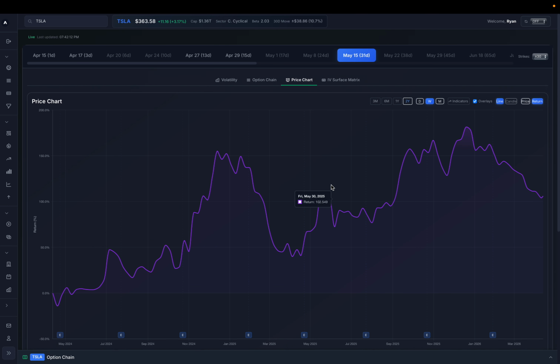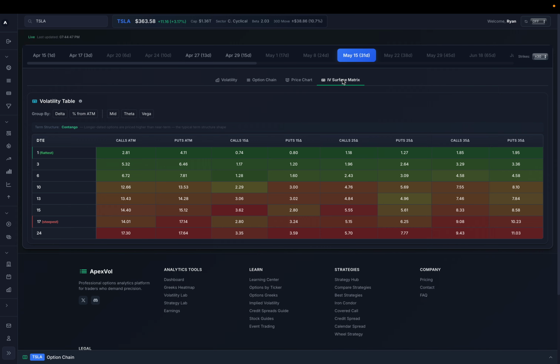Within the IV surface matrix, this shows the bid and ask pricing, so the mid price of the option at different points across the curve. So for example, you can see the at the money calls and puts are trading at 281 and 411. So this is the one that's the closest to the money. So you can see the 15 delta call and puts are trading at 74 cents, 80 cents. If we go 1 DTE out, we can see that's 117, 120. And if we go all the way to the 24th expiration out, we can see that's 335, 359.